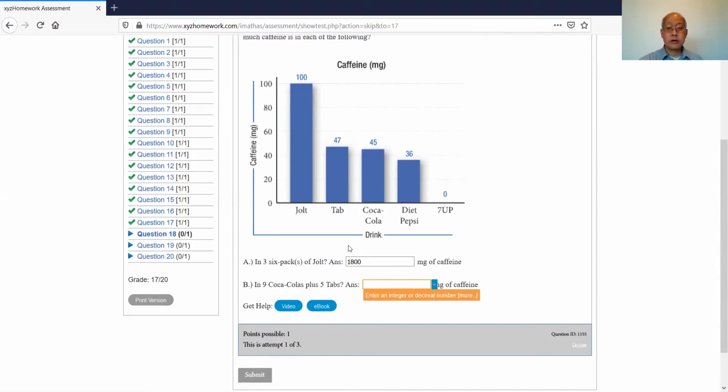Okay, so I'm going to switch over. I got 9 times 45 and then 5 times 47. So let me switch the screen again for that particular one. So just bear with me for one more time. Switch over. Screen share.